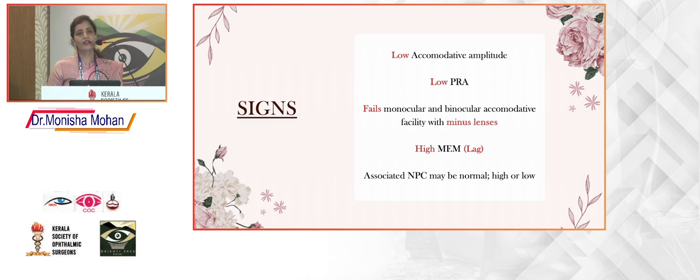Immediately when your patient is starting to have the symptoms, to overcome that accommodation insufficiency, they will try to overconverge. When they overconverge, that's when your NPC will be high, or it could be normal. But later on, that also kind of weans off, and that is when your NPC also will be low.